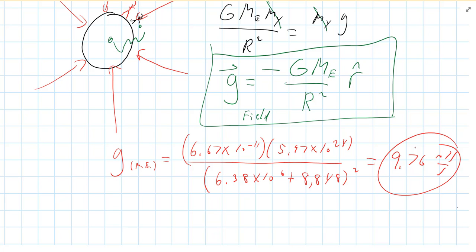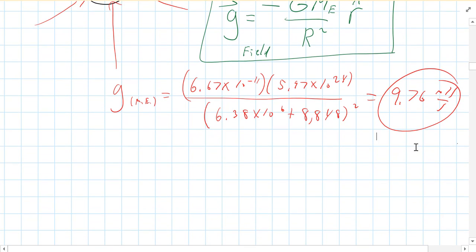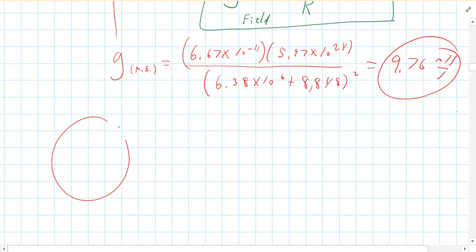Now, on the other hand, what if you are in the International Space Station? So here's the Earth, and here's the International Space Station. Now, the International Space Station orbits at a height of approximately 211 miles on average above the Earth's surface. What's little g up there?